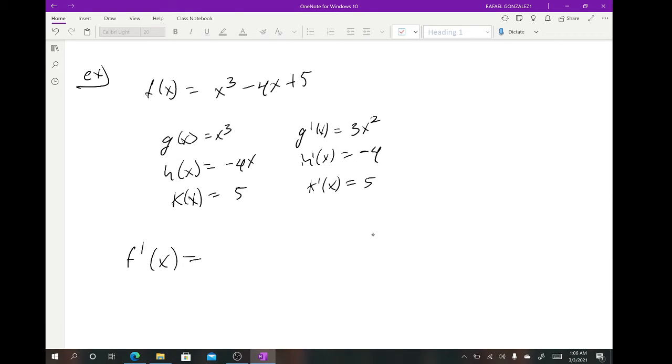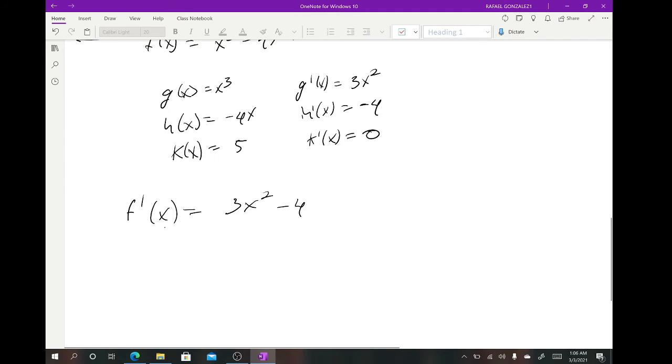So what we have here is that the derivative of f is simply the sum of the individual derivatives. So that's 3x squared minus 4. The derivative of a constant is 0, not 5. So it's 3x squared minus 4. The derivative of a constant is just 0.